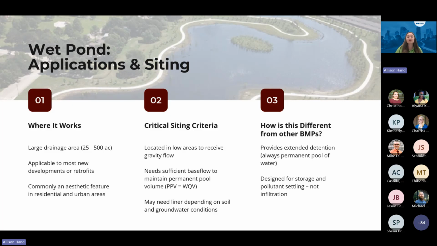Our goal is not infiltration, and if your groundwater table is too high, often you need a liner to prevent interaction between your permanent pool and the groundwater table. In summary, the overall design is focused on providing flood storage while allowing for pollutant settling. The goal of a wet pond, like I said, is not infiltration. It's to store and slowly release those flood flows after your peak.